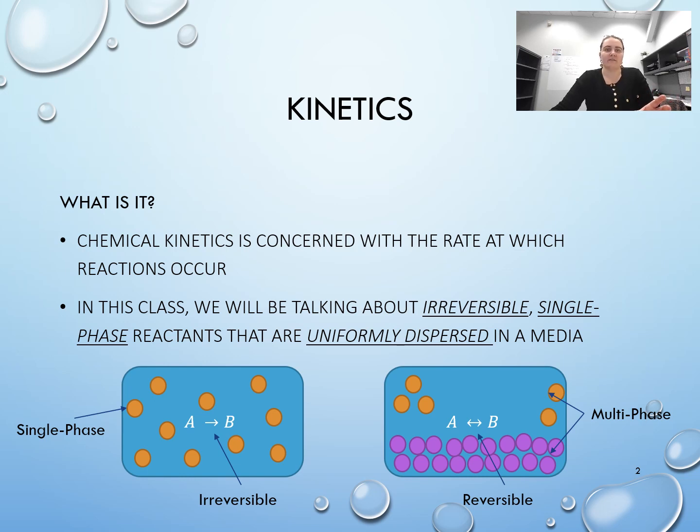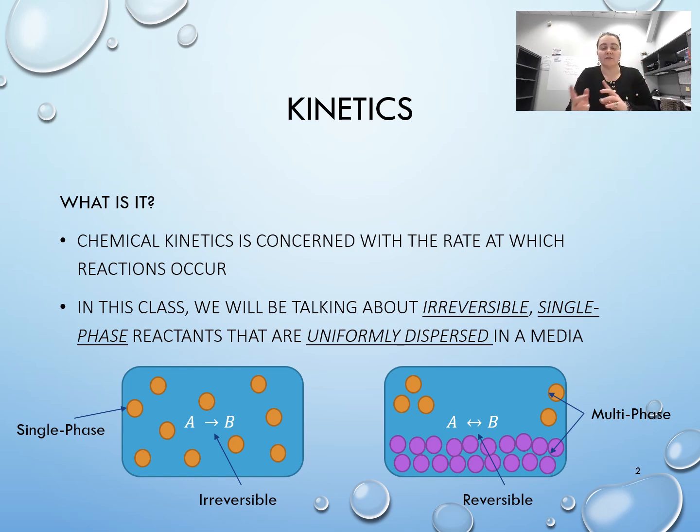You'll also see that we have an irreversible reaction. So we proceed from A to B, but B does not go back to A. So irreversible, it only goes one direction. And you will see that it is uniformly dispersed. That means that those orange particles are evenly distributed throughout whatever media we're in.